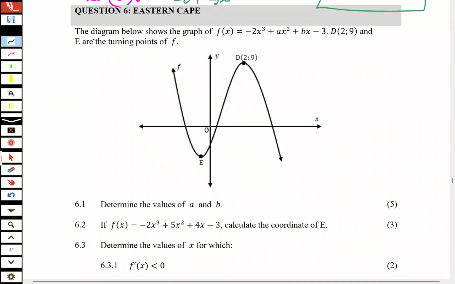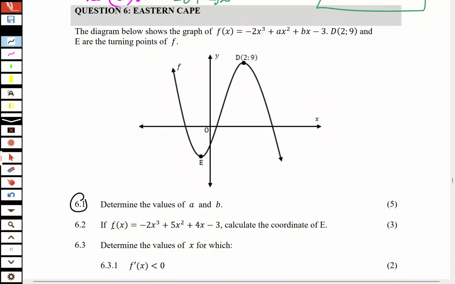So guys, now enough with the talking. Let's say this is from Eastern Cape. The diagram below shows the graph of f of x, which is equal to this and this and this and this and this. So these are the turning points. So now 6.1, determine the value of a, the value of b. In this case, they are not giving you the value of a. They gave you here. You can see that a is 5, b is that.